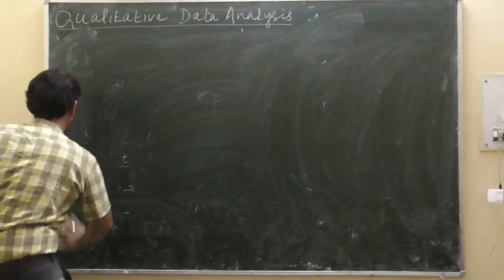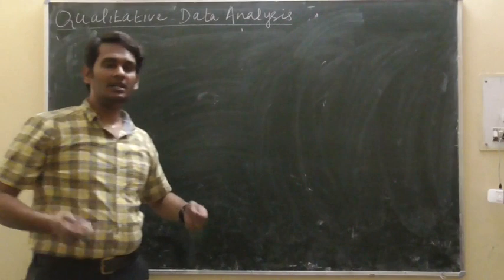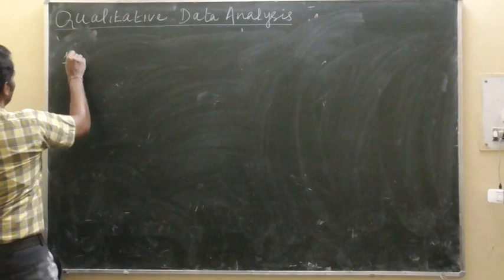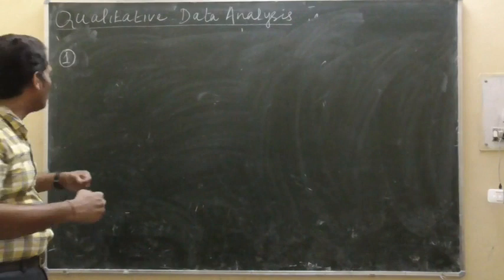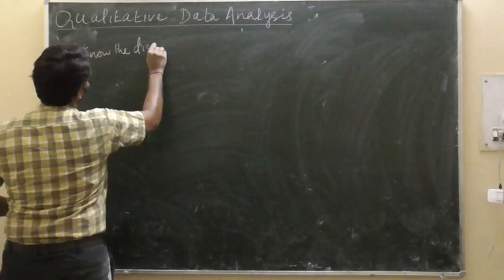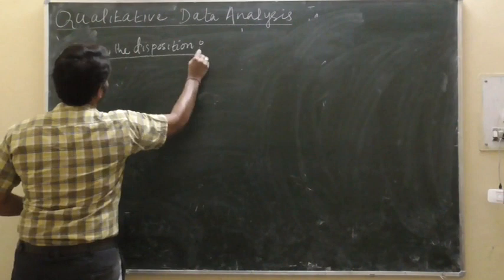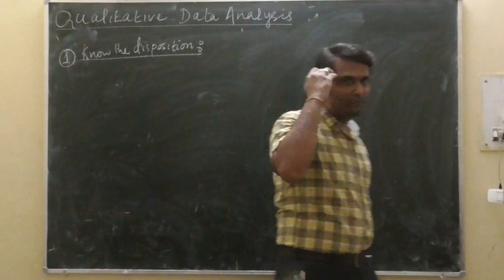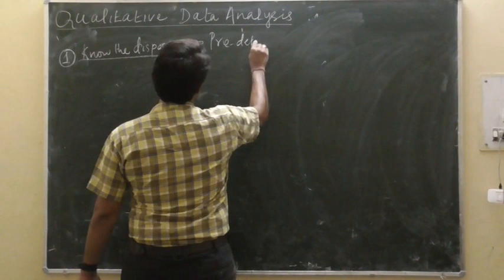So what are the things which a qualitative researcher is supposed to keep in mind before analyzing the data? Number one is that the researcher is supposed to know his or her predispositions. Know one's own dispositions. That means each individual actor may have predetermined thinking or predetermined thoughts.